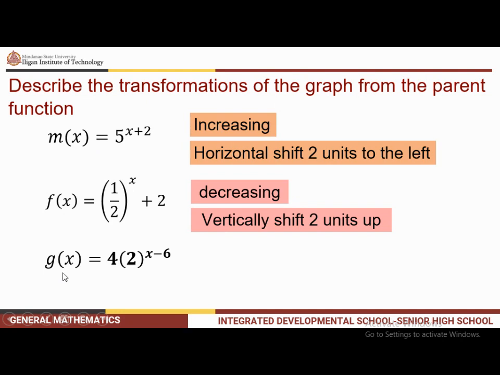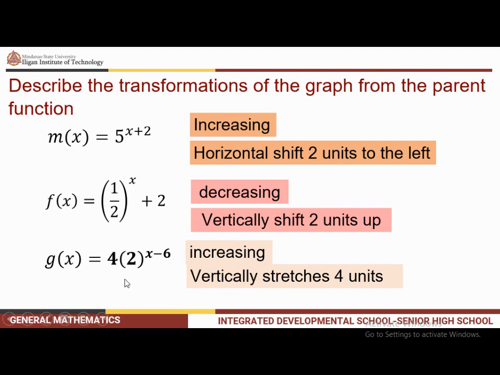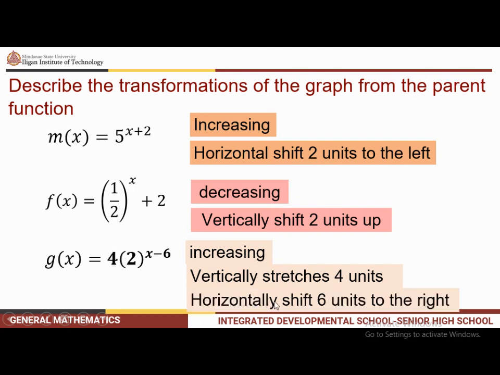For the third, you have function g which is equal to 4 times 2 to the power of x minus 6. So we have here increasing because our base is greater than 1. Vertically stretched by 4 because of this; we have a 4 here. And we observe that there would be a horizontal shift of 6. It has a horizontal shift of 6 units to the right.